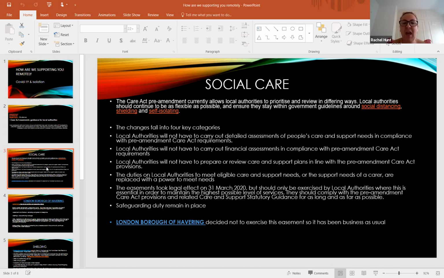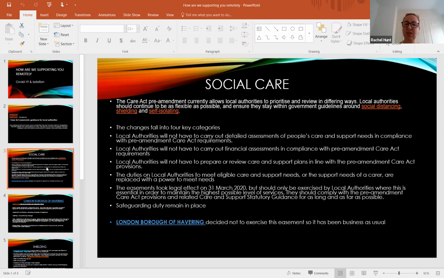Local authorities will not have to carry out detailed assessments of people's care and support needs in compliance with the pre-amendment Care Act requirements. They will not have to carry out financial assessments in compliance with pre-amendment Care Act requirements. They will not have to prepare or review care and support plans in line with the pre-amendment Care Act provision. The duties on the local authorities to meet eligible care and support needs or the support needs of a carer are replaced with a power to meet needs.